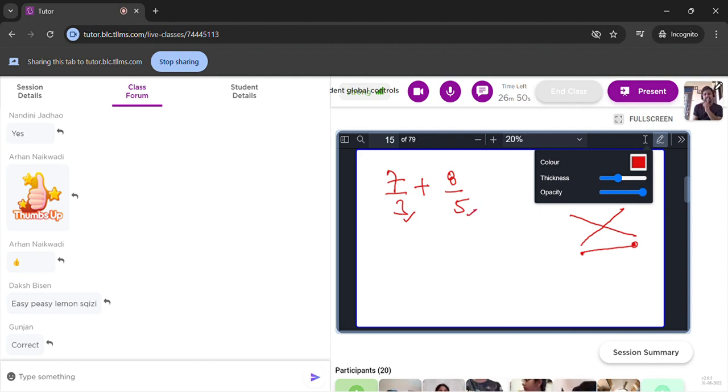Now we are going to multiply 7 and 5, and when you multiply, you will get 35. In the same way, you multiply 3 and 8, then you will get 24. And then you multiply 3 and 5, then you will get 15. Now you have to do the sum of the numerators: 59 divided by 15.